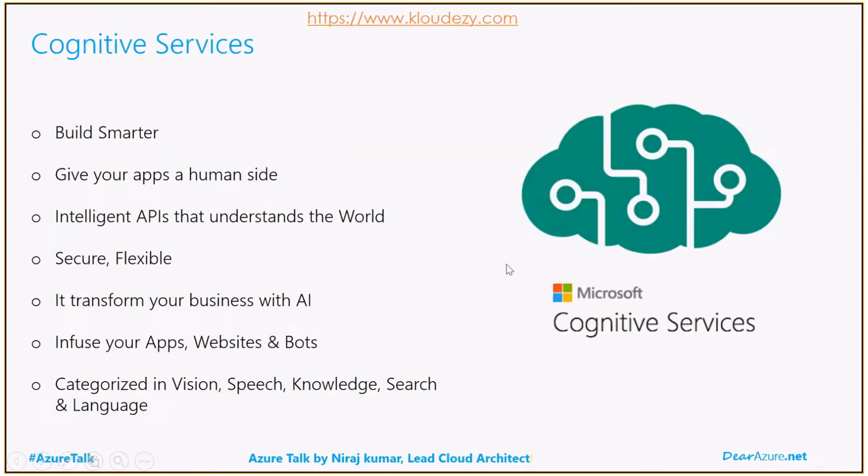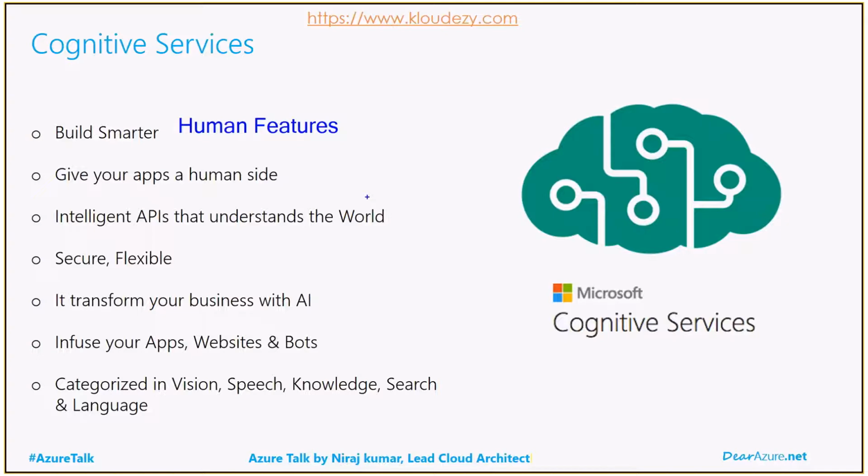So coming on to the next slide. Okay, just a high level introduction of Cognitive Services. In simpler language, Cognitive Services makes your application smart, and gives a human side to your application. It makes your application smarter by giving features like recognizing something, detecting something, or detecting a language. For example, recognizing speech, recognizing a face, a voice, a text, or an image. All these human features can be incorporated in your mobile application, your web application, or any of your products through Cognitive Services.